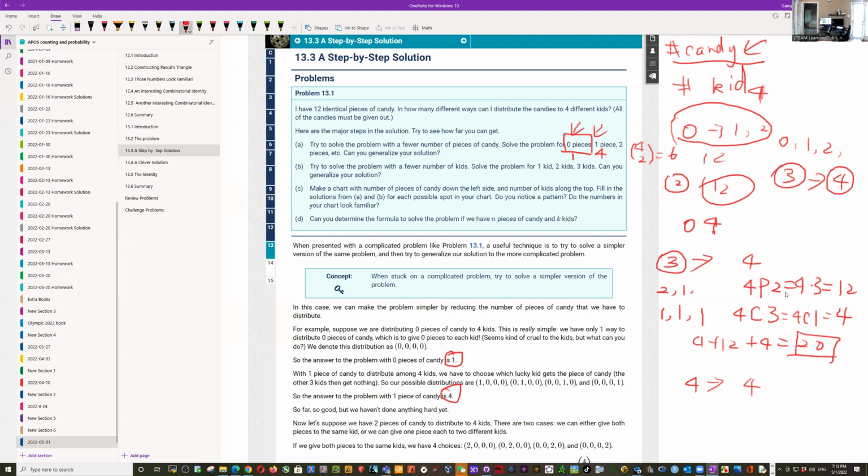And then 1 candy to 4 kids, this is 4 choose 1. And the first one is 4 choose 0. And then the second one, starting from the second one, there's a problem. It's 4 choose 1 for the 4 pieces concentrated on one, then 4 choose 2 for two pieces distributed.